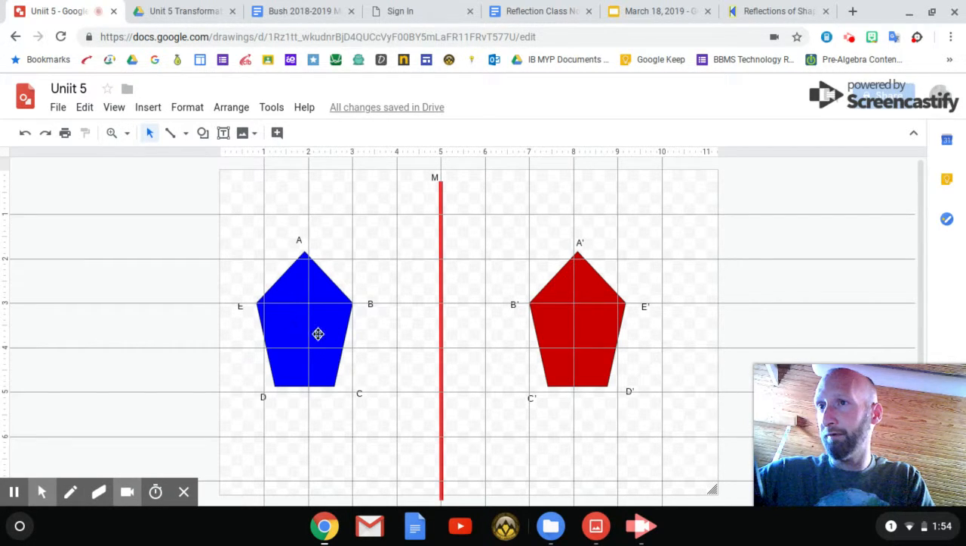So here I have A, B, C, D, E, this pentagon, right? And then my M, which is my line of reflection, and it is reflecting over into this coordinate. So I have A prime, B prime, C prime, D prime, and E prime. If you notice, the distance that point B is from the line of symmetry is exactly the same as B prime from my line of symmetry. So if I were to fold right along this line, the red pentagon will go right on top of, or match up with, the blue pentagon.